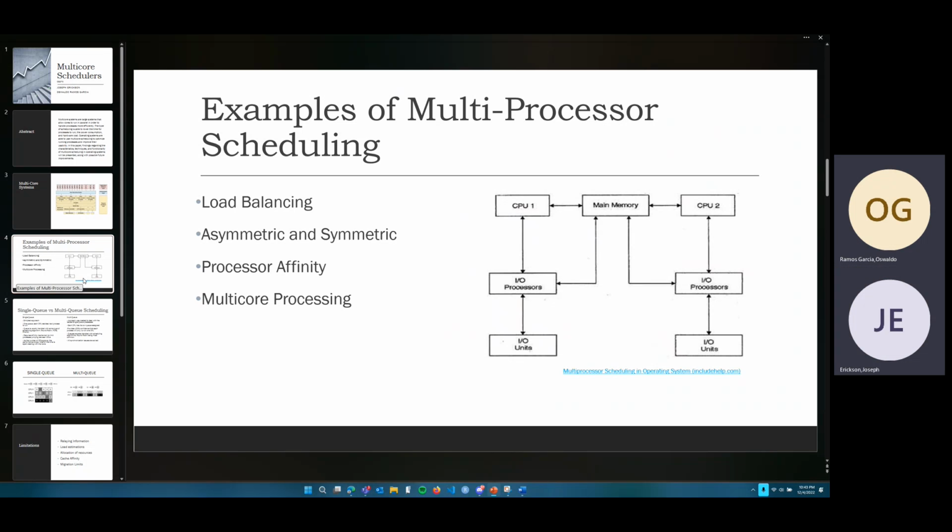Symmetric scheduling is when the processors in the system assign themselves to each process. This also involves a queue, but it's just one queue and they all pull from it using a scheduling algorithm.